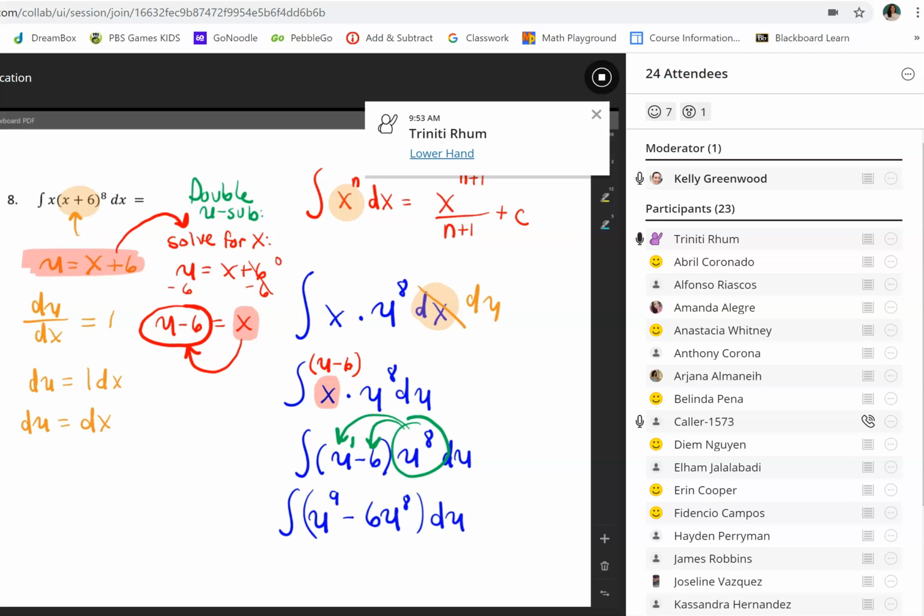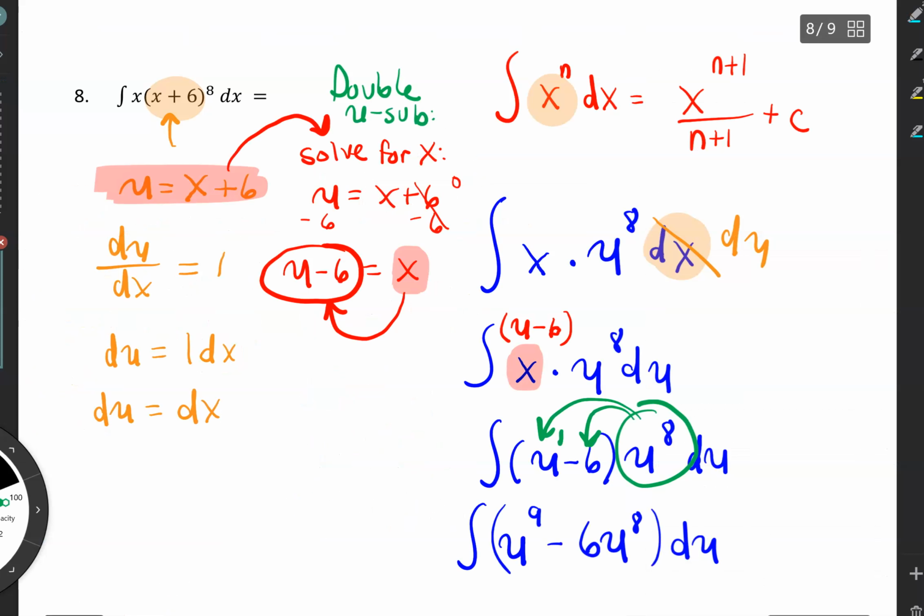So I know this is probably just basic algebra, but whenever you're distributing the u to the 8 to the u minus 6, because they have the same base for the u, it just adds on. I guess I forgot that. I don't know. No, it's okay. So like when you have, I'm going to rewrite it this way because that's what we're more used to seeing.